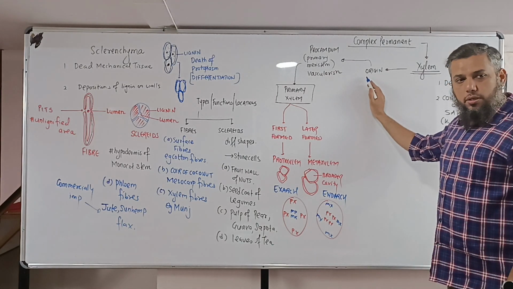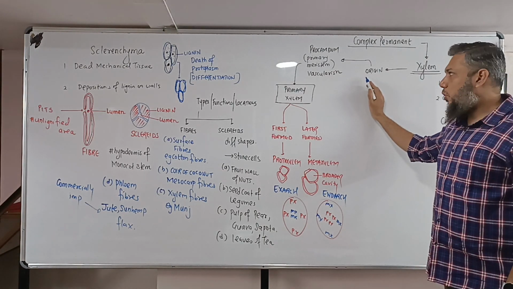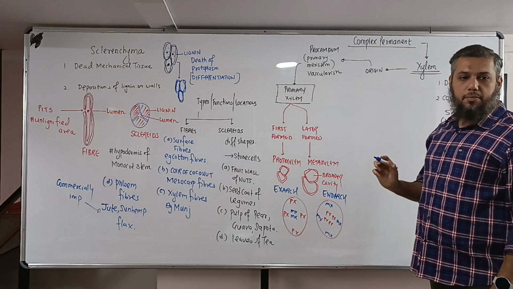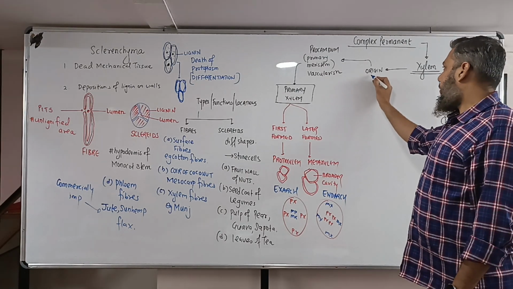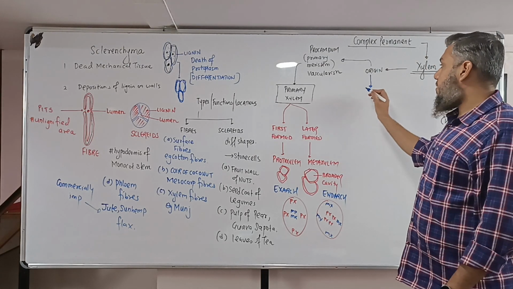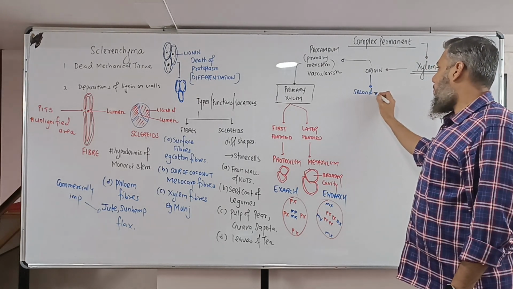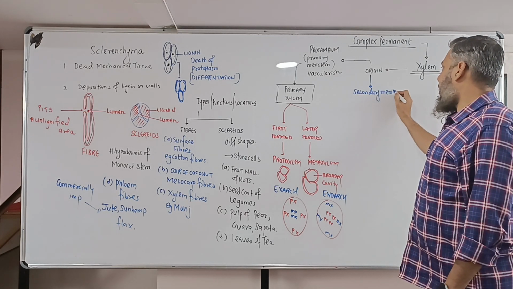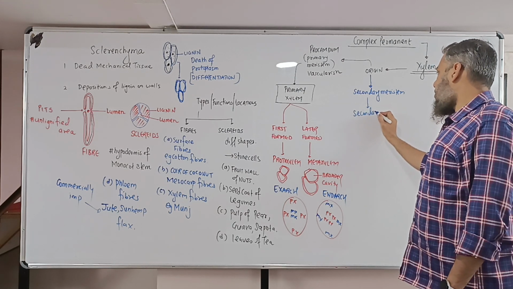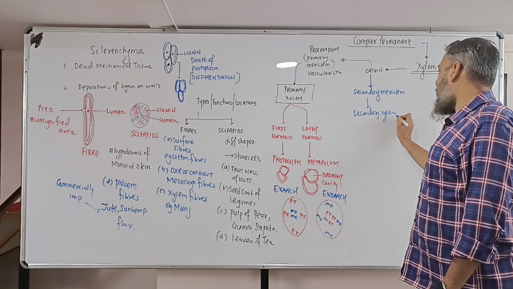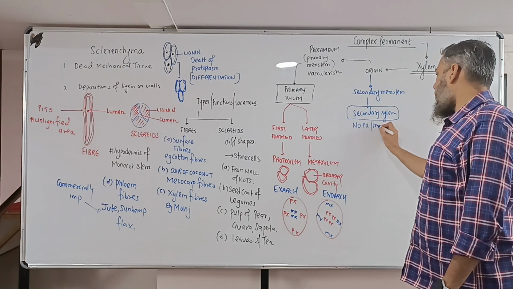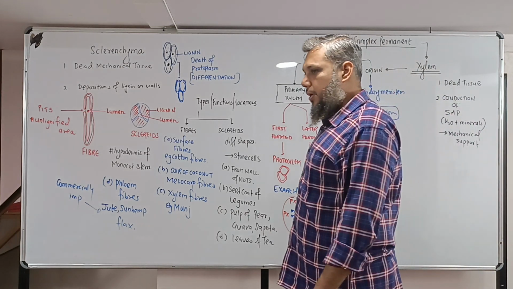So depending upon the origin, if the xylem arises from primary meristem, the xylem is called the primary xylem. But what if the xylem originates from which meristem? Secondary meristem. If it's originating from secondary meristem, then the xylem will be called secondary xylem. It's an indication of secondary growth, and there is no protoxylem or metaxylem classification in secondary xylem.